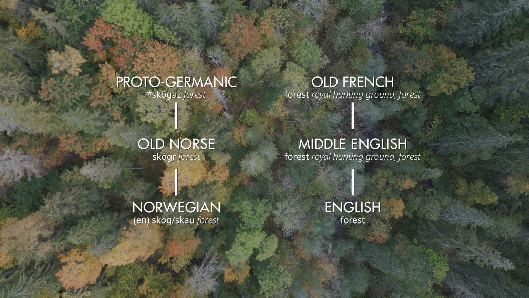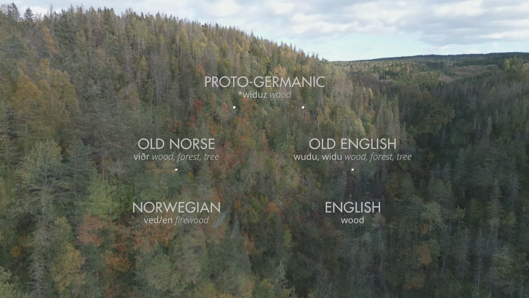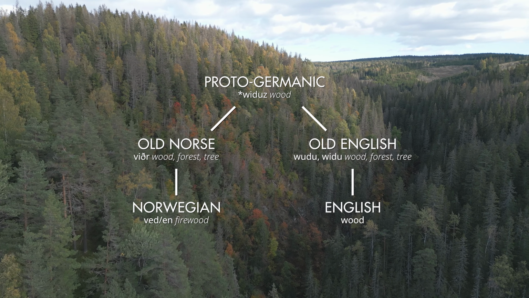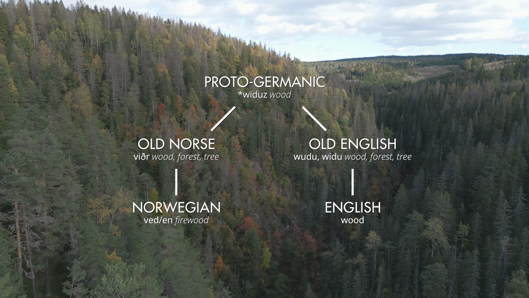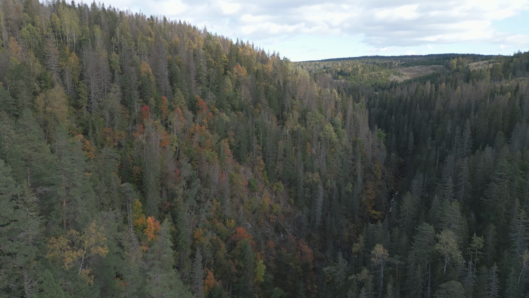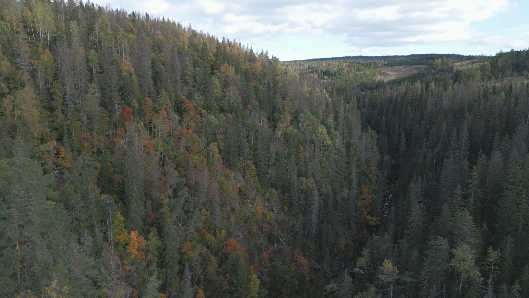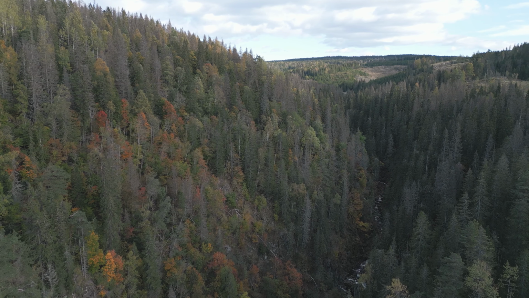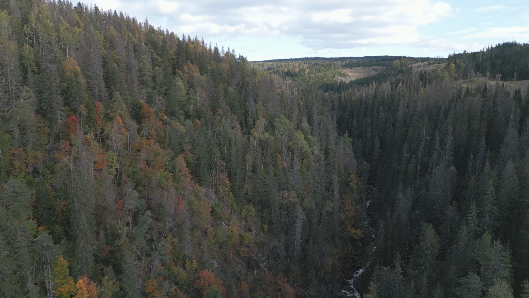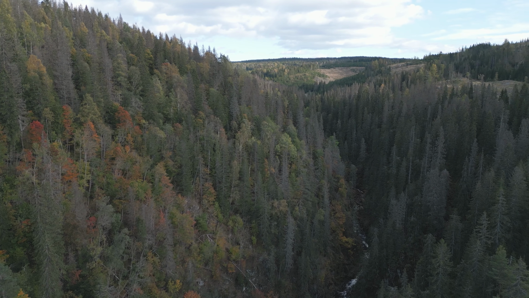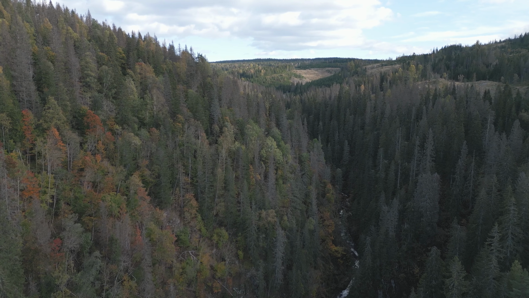Skog and skog are the Norwegian words for forest. English wood, as in the material, has a Norwegian cognate ved, which means firewood. In Norwegian, the material wood is tre, which confusingly is also the word for a tree. In summary, skog means forest, ved means firewood, and tre means both a tree and the material wood.